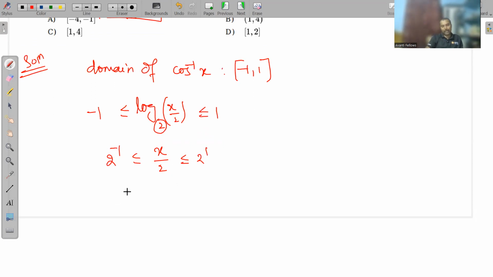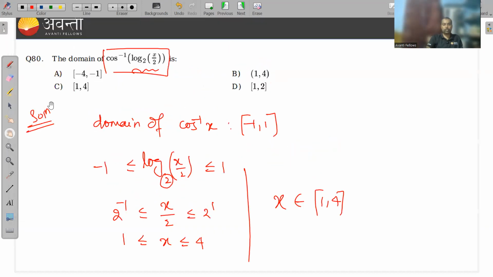And now if we'll multiply 2 with each of the term of the inequality, we'll get 1 less than equal to x less than equal to 2 into 2, 4. So x belongs to 1 to 4. So domain is 1 to 4, closed interval. Option C is correct, right? So, chalo. Let's move to the next question here.